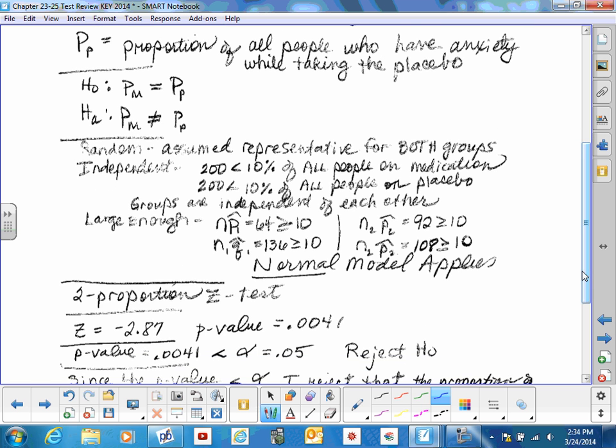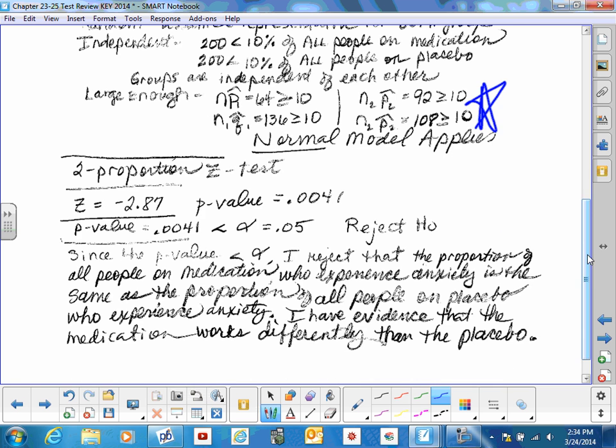So it looked like this. Keep in mind that your large enough conditions are the greater than or equal to 10s for proportions. It is a 2 sample z-test, so the exact normal curve applies, the normal model applies. And then I was able to do this in my calculator. Do I have degrees of freedom for proportions? No. No degrees of freedom because it's the exact curve.